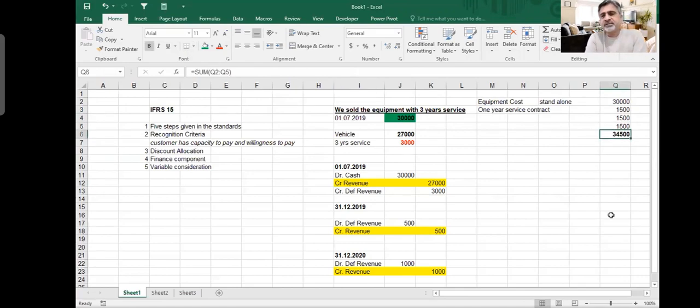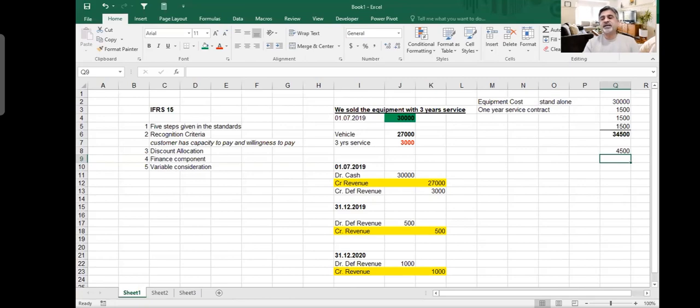But because of some circumstances, because of some relationship with the customer, because of some bargaining conditions, we agreed a price of 30,000. So clearly there is a discount. And how much discount is there? The discount is 4,500. The question comes in: should this 4,500 be subtracted from the price of the equipment, or from the service contract? The answer is that we should subtract it proportionately.